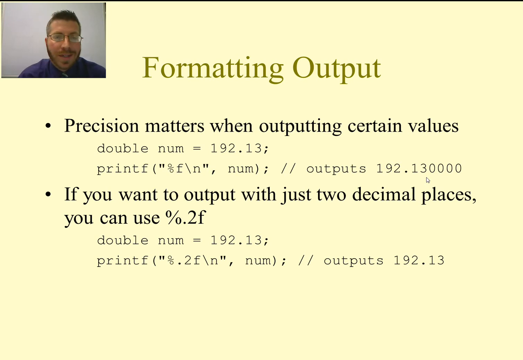If you would like to print it out with just 2 decimal places instead of having all of those zeros following it, we can do that. Just inside of the %f, between the % sign and the f, we can put a .2. And that's going to say after the decimal place, I want 2 digits. And then that'll just chop it after that. It'll give me a 192.13. So it'll make it nice and formatted for us, easier to read.